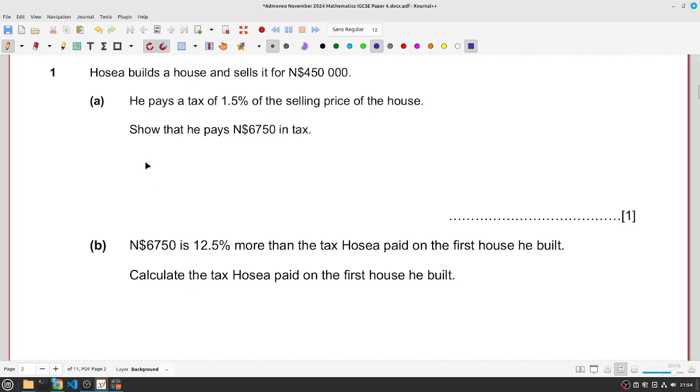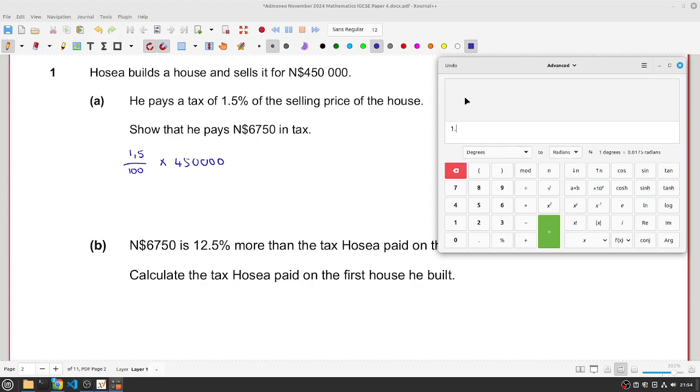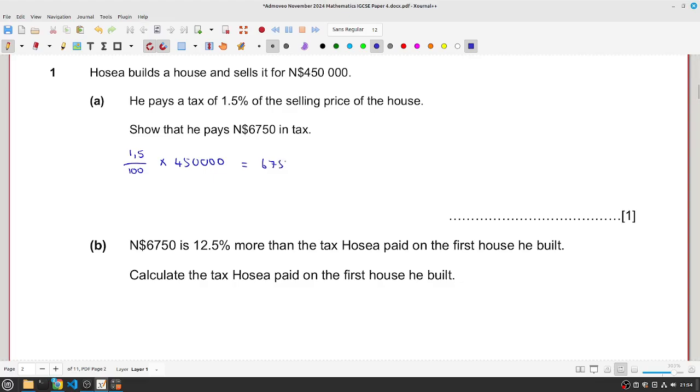So to work out that, let me just find my mouse again. Okay, so we're going to work out 1.5%. So percent just means out of 100. So 1.5% of the selling price. Okay, and that is all we need to do. Let me get out the calculator and type that in. So 1.5% of the selling price, that equals 6,750. And remember to put the units down with your answer. So 6,750. Okay, a nice easy one just to get us warmed up.